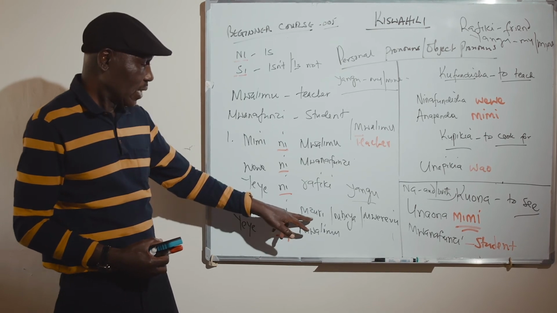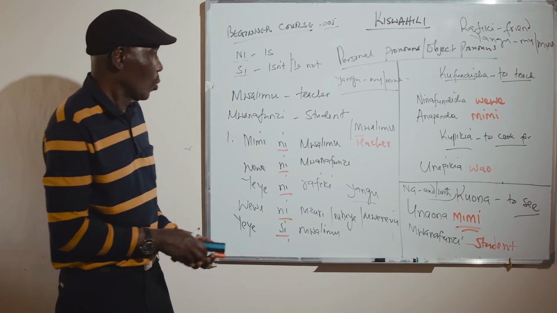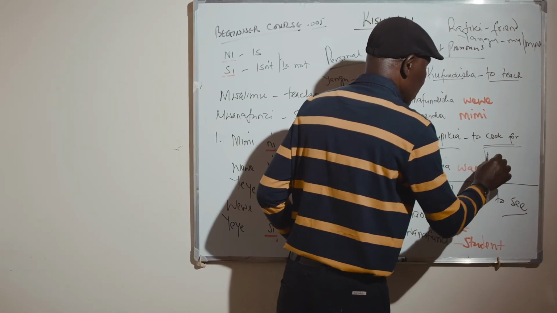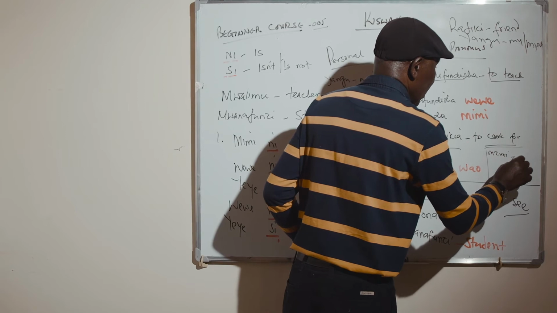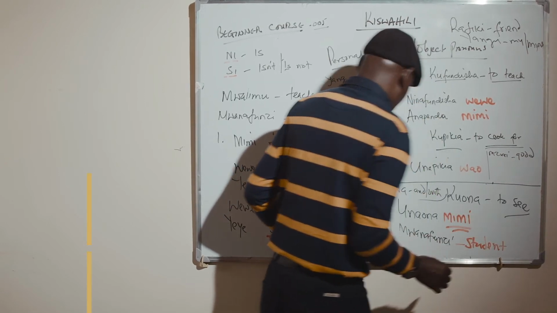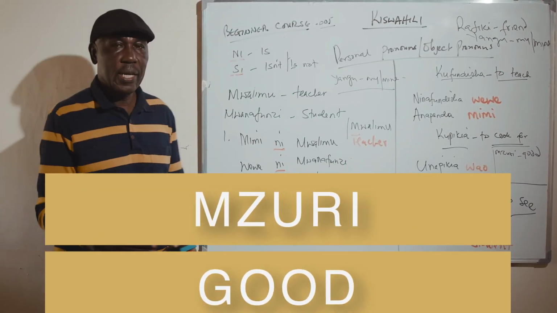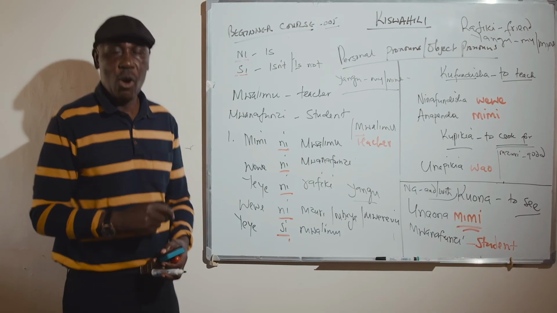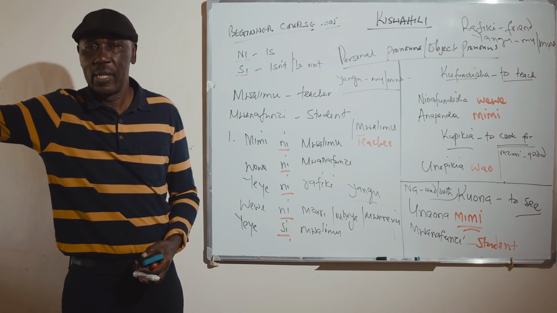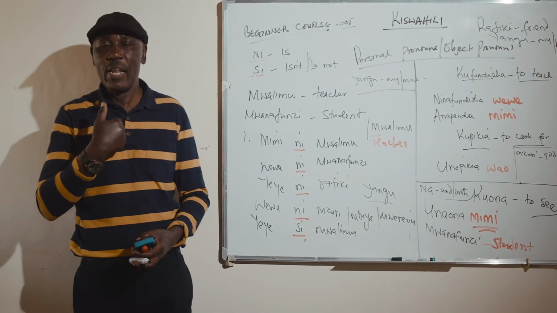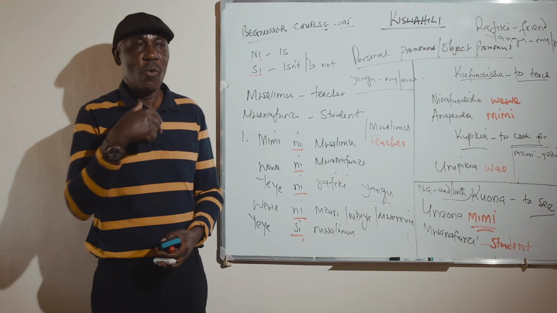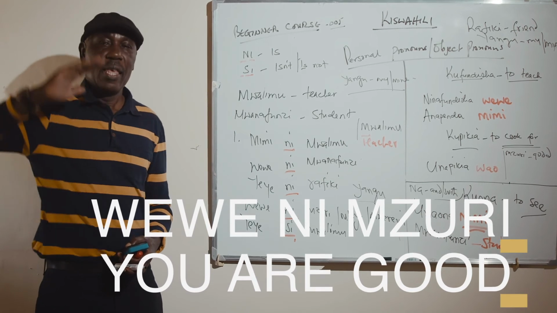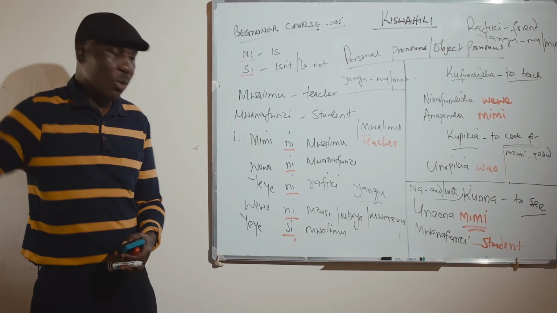I have the adjective mzuri. Mzuri is good. Then I can say wewe ni mzuri. Wewe ni mzuri. Or I would say, yeye ni mzuri. Or I would say, mimi ni mzuri. So, wewe ni mzuri, you are good. Mimi ni mzuri, I am good. Yeye ni mzuri, he or she is good.